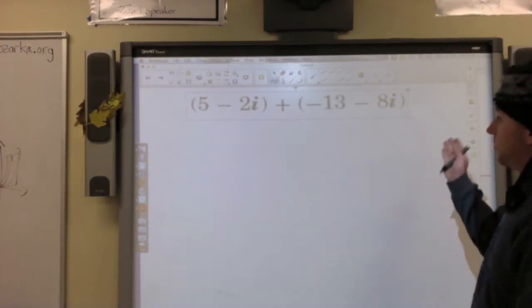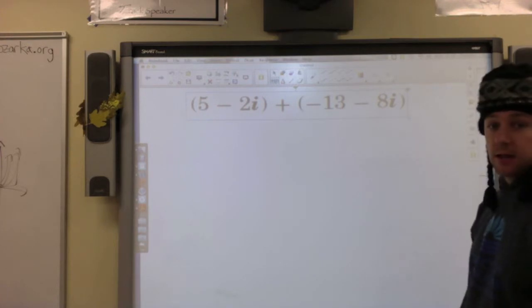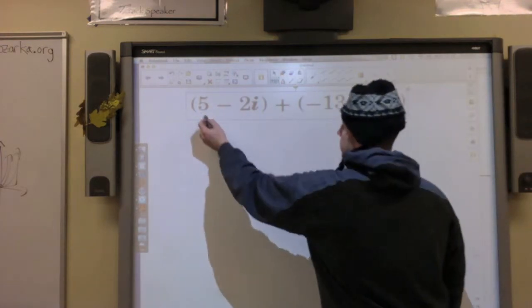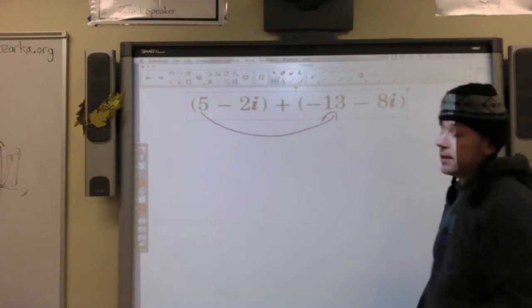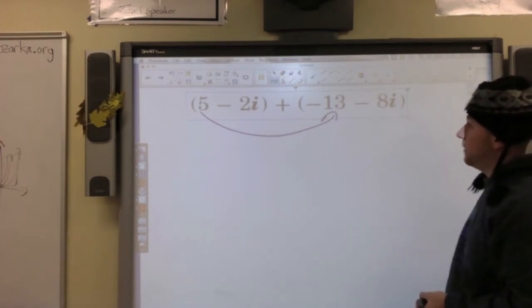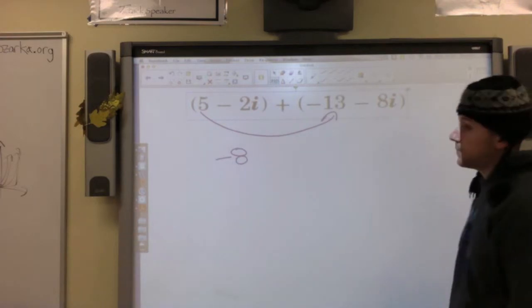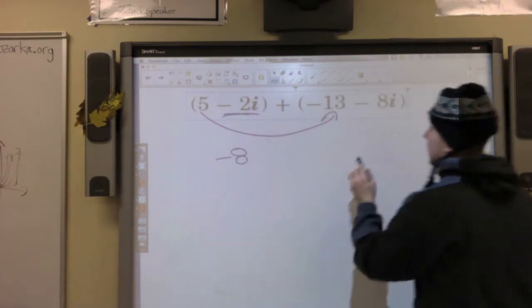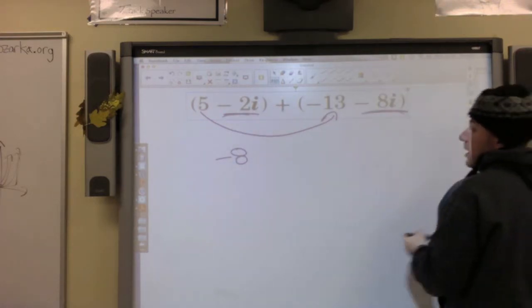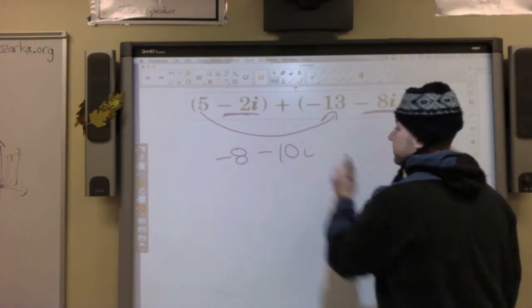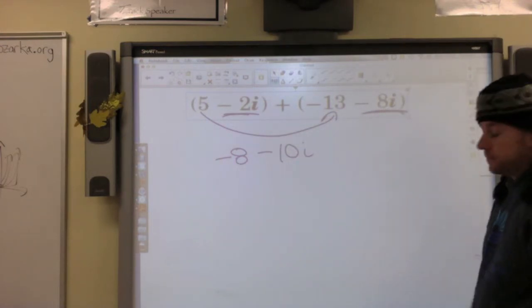The next step is operations with complex numbers. Add the stuff without i's. 5 plus negative 13 is negative 8. Negative 2i plus negative 8i is negative 10i. And I'm done.